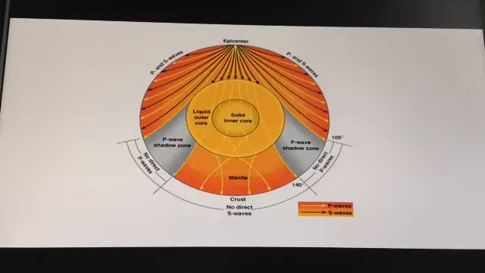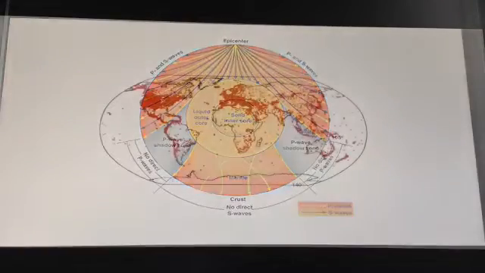Now only P waves reach the opposite side of the Earth, because S waves cannot get through the liquid core. This is because liquids don't have any shear strength, and the S wave is moving relatively slowly. So light, another transverse wave, can get through liquids, but that's because it's moving so fast. S waves cannot get through liquids.